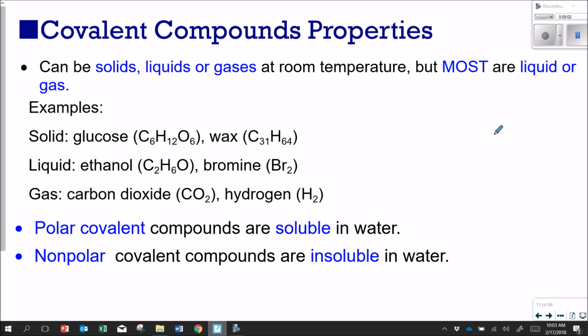Let's look at some common properties of covalent compounds. They can be solids, liquids, or gases at room temperature, so all 3 states of matter, but most are liquid or gas. Some examples: for solid, glucose and wax; for liquid, ethanol and bromine; for gas, carbon dioxide and hydrogen. Polar covalent compounds are soluble in water, and non-polar covalent compounds are insoluble in water. For now, we will stick to that. We will learn more about why that is later.